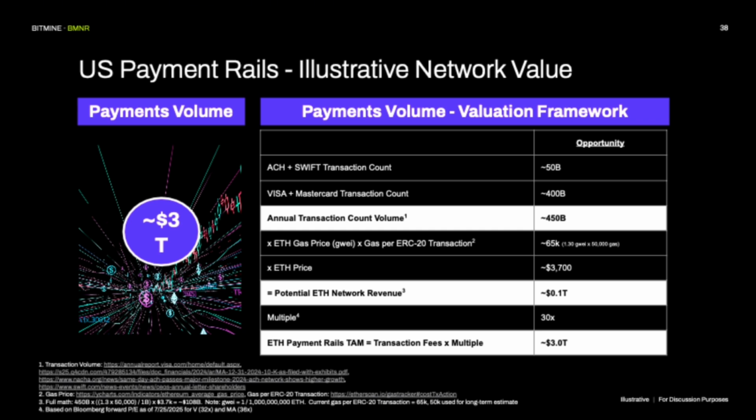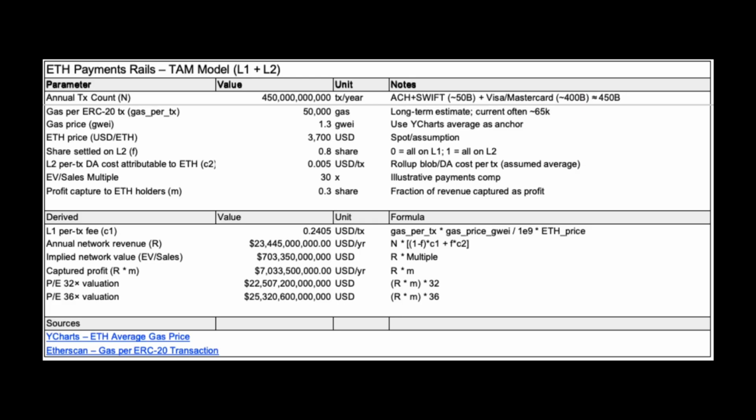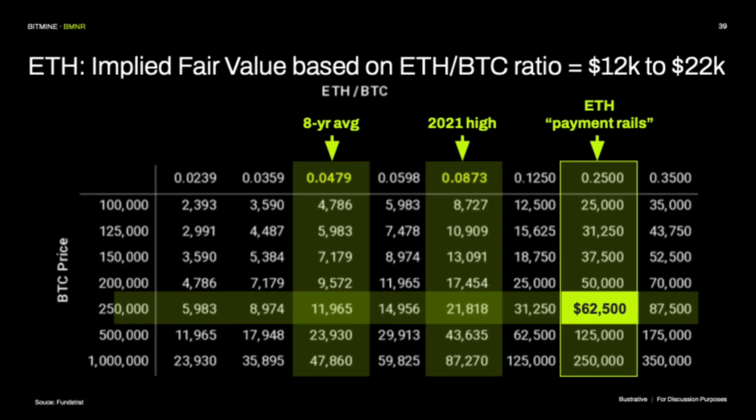For the $3 trillion payment lens, global rails process 450B transactions a year. If settlement moves on-chain, annual fees could be around $0.1 trillion, valued at 30x like Visa, MasterCard, you get near $3 trillion. One practical note from me, enterprise flows would sit on L2, with L1 mainly capturing blob DA fees, so layer fee splits matter. He revisits the matrix with a payment rails tag. ETH versus BTC at 0.25 would imply ETH could flip BTC by market cap.